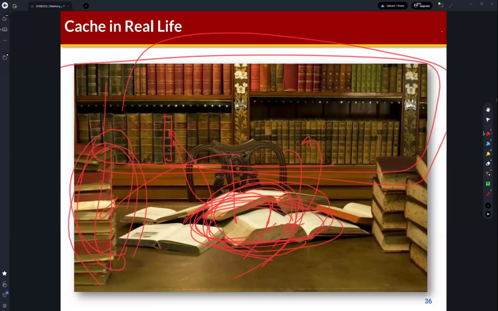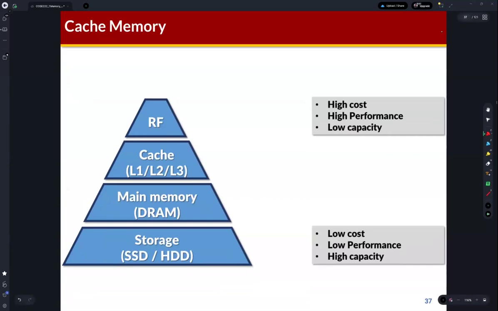Then we can store this data in the faster memory. But this fast memory is very small. We cannot store all data, right? That's the concept of cache, right? So the cache is here.